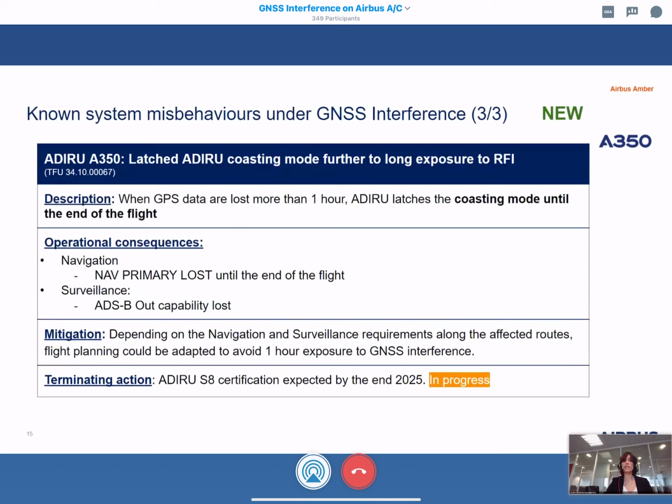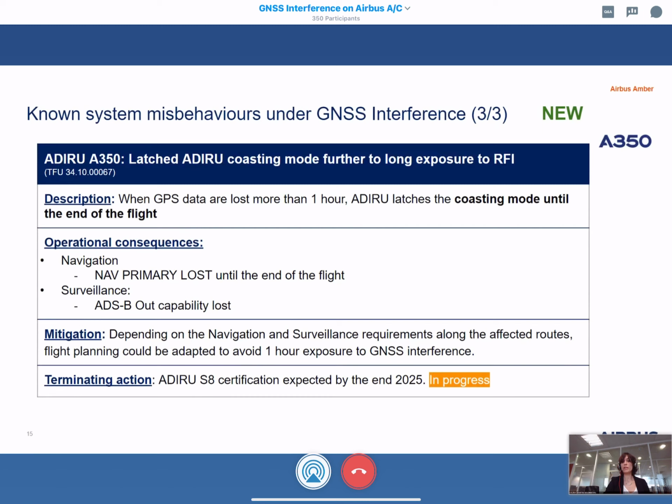The third one, that could be maybe a new one for many of you, is an issue recently found out with the ADRU on the A350 that could be latched in coasting mode further to long exposure to radio frequency interference. For your information, the TFU has just been released, so you should be receiving it, or you should have it available already or receiving it shortly. The description of this issue is that when the GPS data are lost during more than 1 hour, the ADRU latches the coasted mode until the end of the flight.